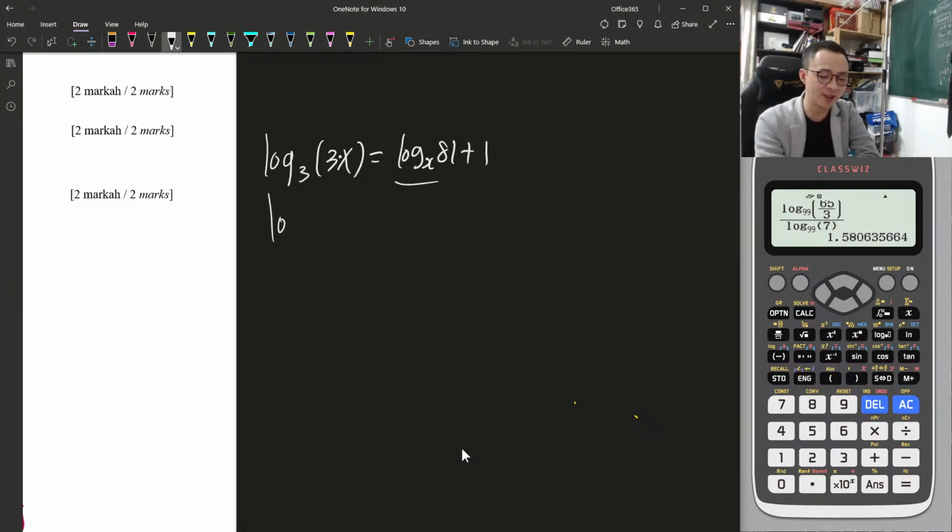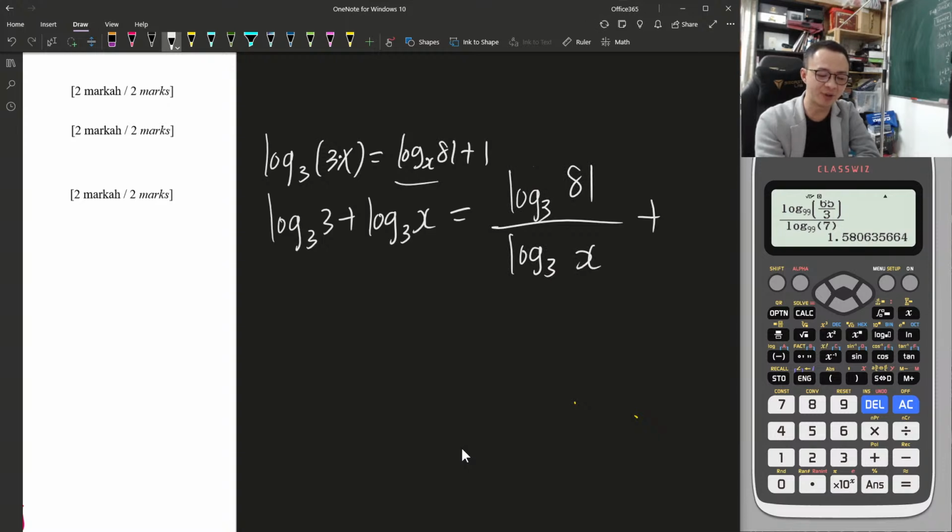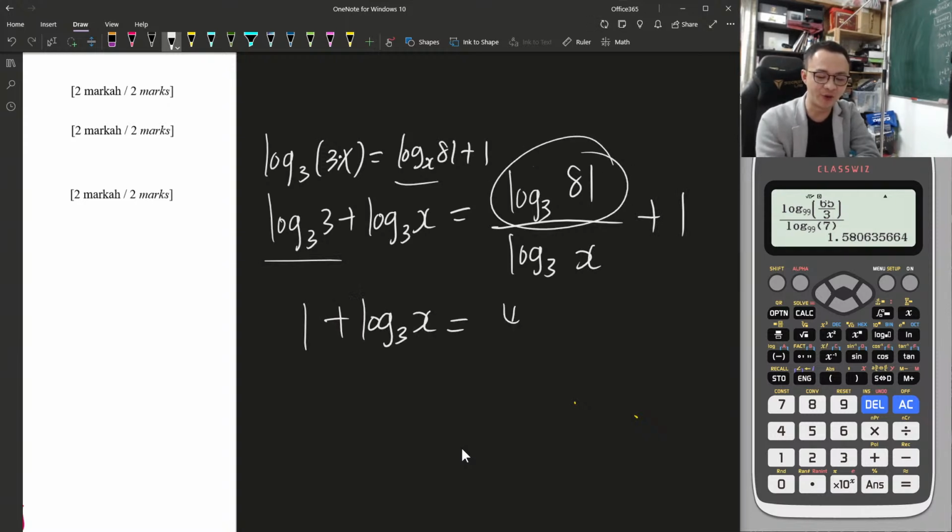So what I want to do is call this one log 3 plus log 3x. And then here, I want to do the change base thingy. So this one I will say is log base 3 of 81 at the top, x at the bottom, plus 1. And log 3 is 1. And log 3x, I will put there. Log 81 is 4. So 3x will be here, plus 1. Plus 1 minus 1 gone.